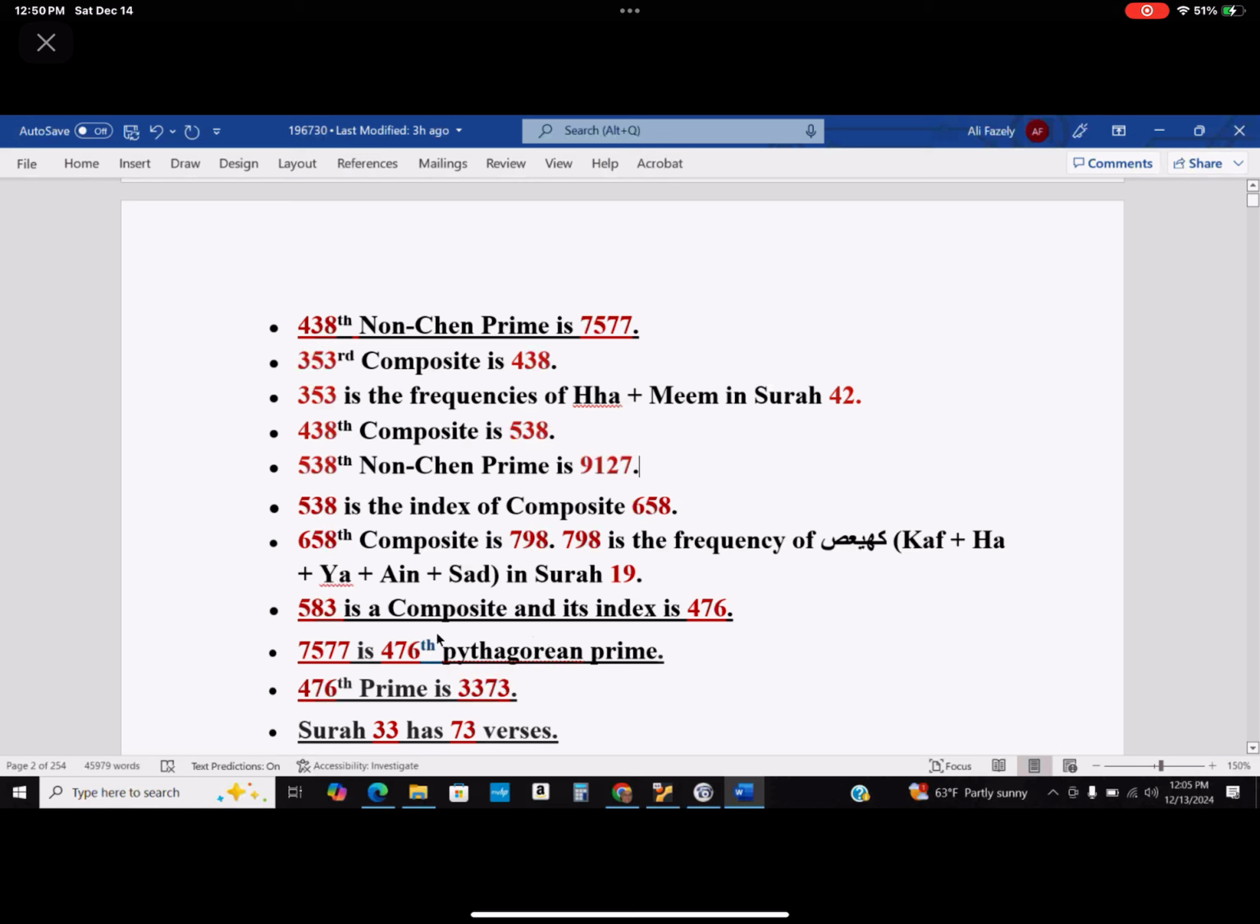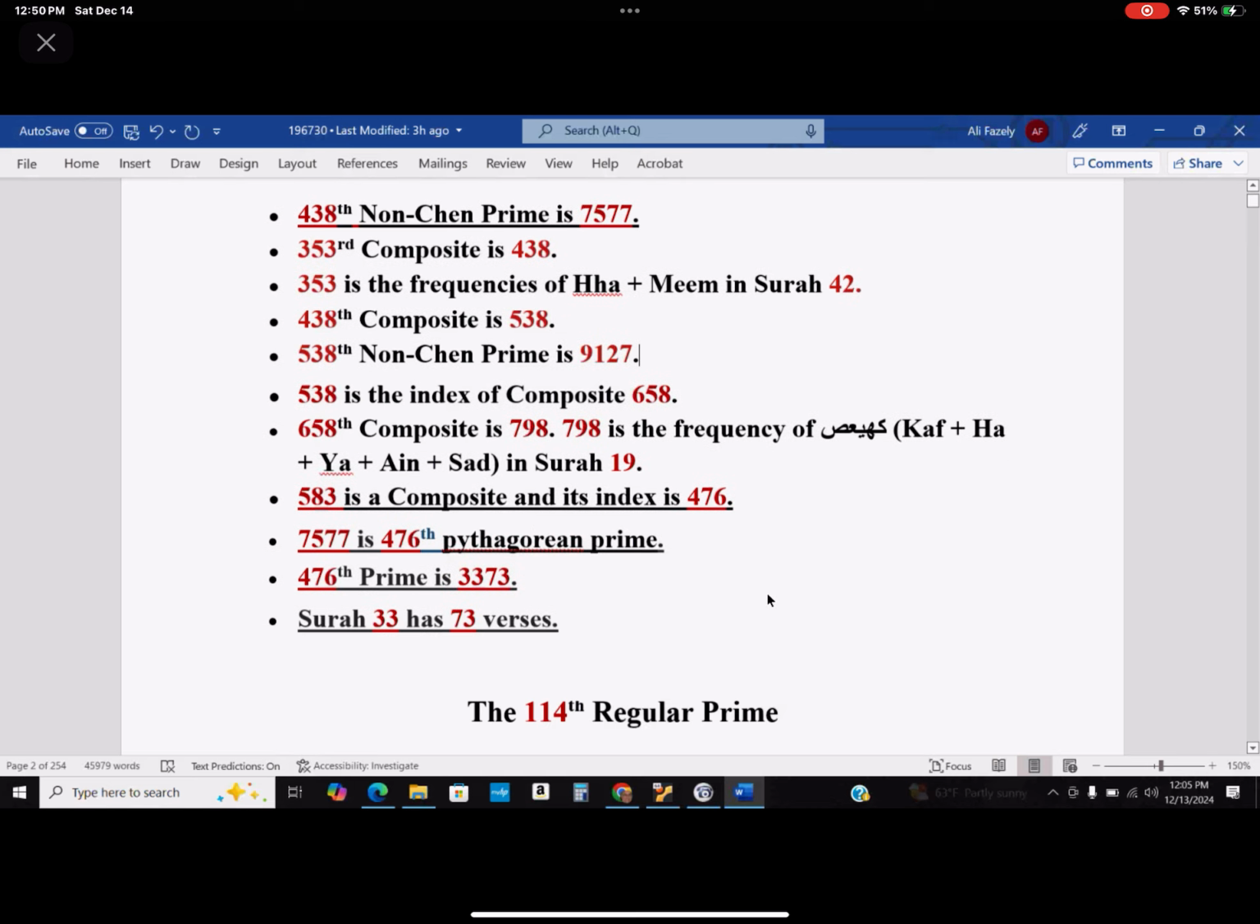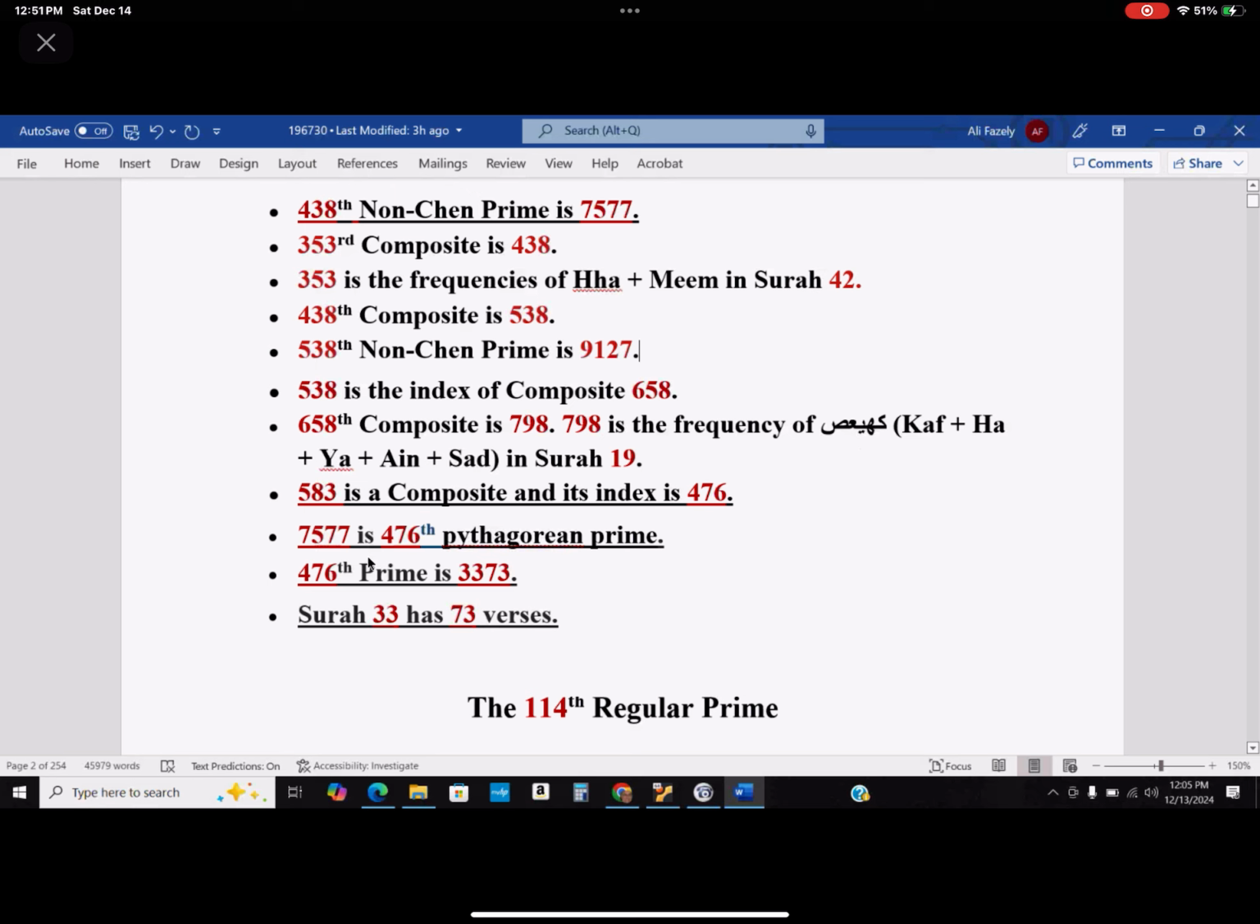Now, 798 is a composite, and its index is 476. This number, 7577, I told you just keeps creeping up, and I didn't know why, happens to be a Pythagorean prime. But the 476th prime number is 3373, and chapter 33 has 73 verses. Okay? So look over here at what we did.